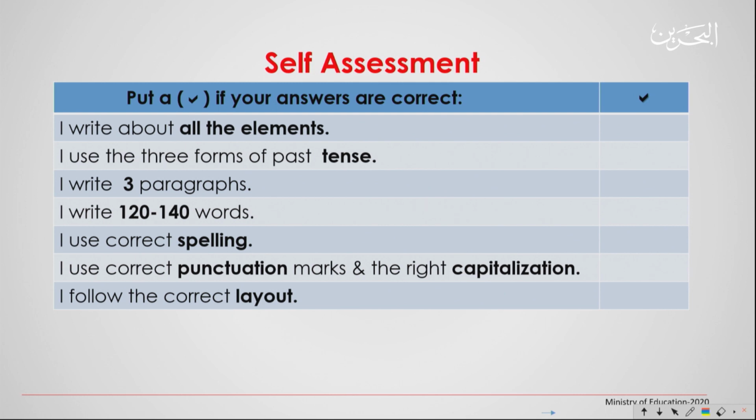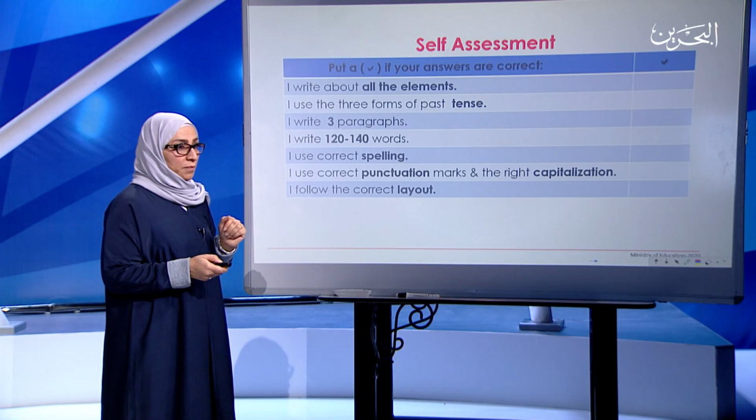To assess your work, you can follow this form. I write about all the elements of the story. I use the three forms of the past tense as we are focusing on the three forms of past. I write the three paragraphs. I write 120 to 140 words. I use correct spelling, correct punctuation marks and the right capitalization. I follow the correct layout. This is the self-assessment form. You can follow it, my dear students.